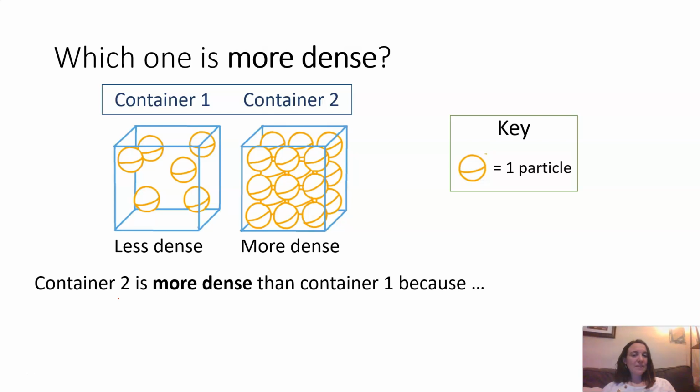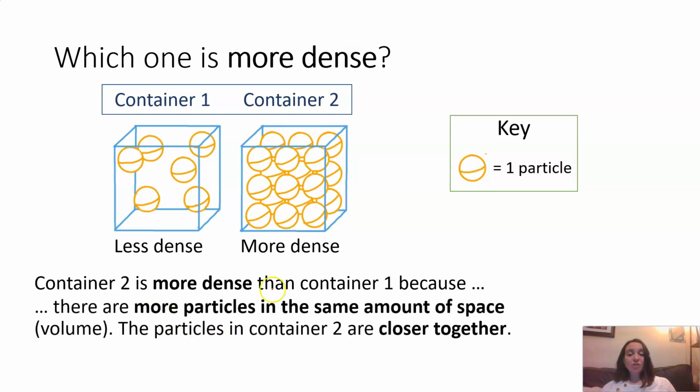And the reason for that? It's because, as you can see, there are more particles in the same amount of space, and that amount of space is called volume. The particles in container 2 are closer together, and that means it's more dense.